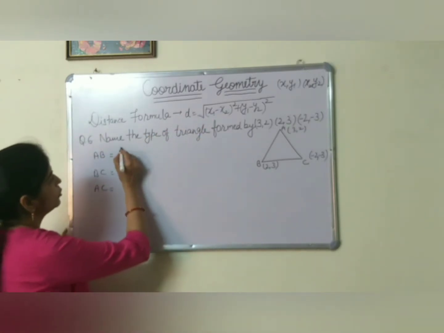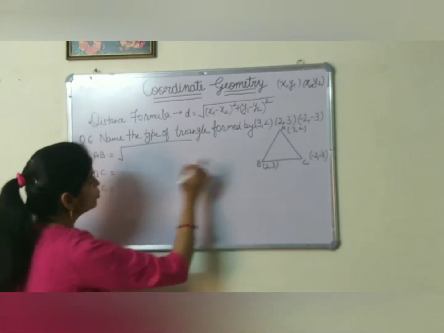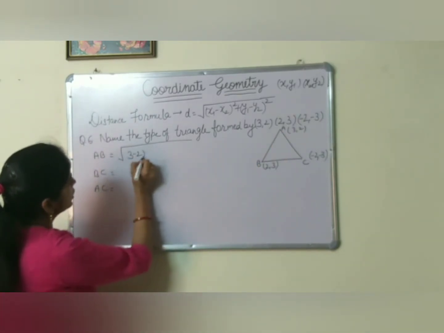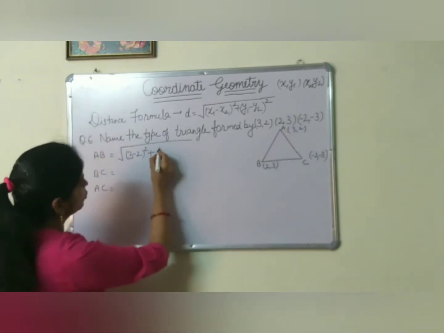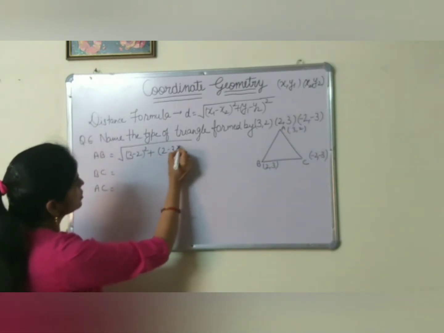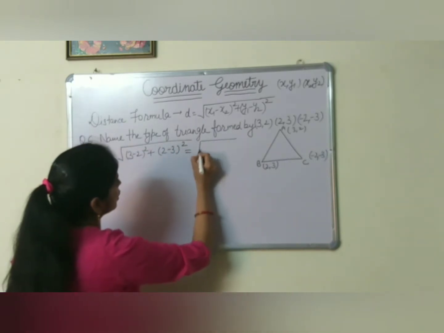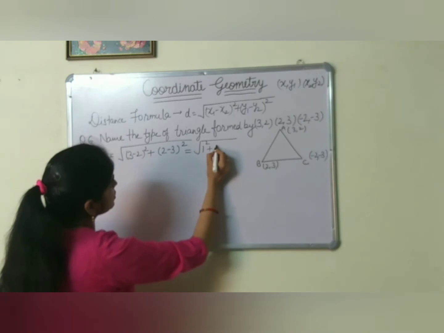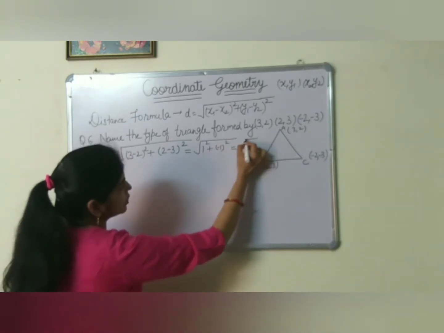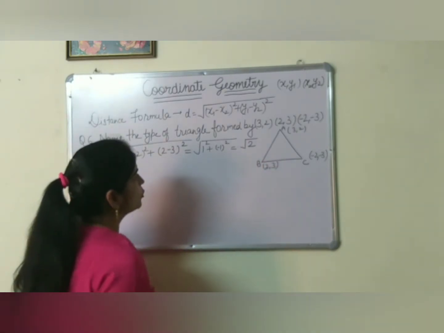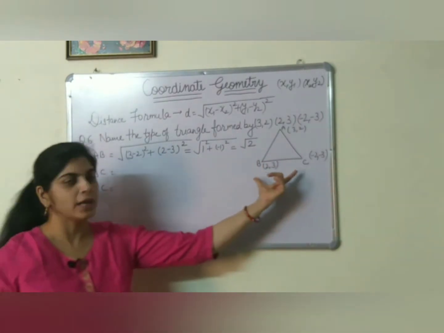AB is equal to under root of x1 minus x2 whole square, that is 3 minus 2 whole square plus y1 minus y2 whole square, 2 minus 3 whole square. It is equal to 1 square plus minus 1 square, that is 1 plus 1 and it is equal to under root 2.